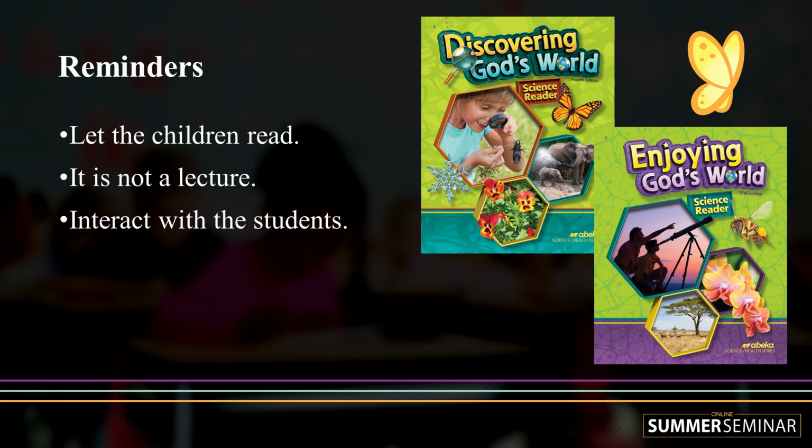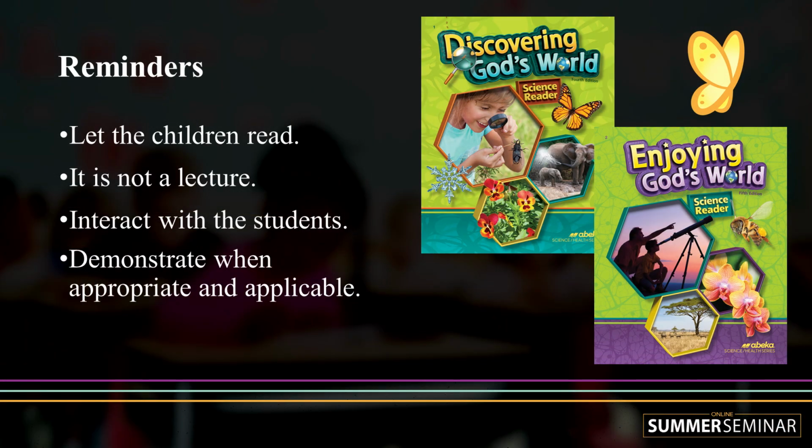Even if you're not able to get every single student up to the front during your science time, have some students that are able to come to the front and do those hands-on activities and help you throughout science time. Demonstrate experiments when appropriate. Find those demonstrations, find those experiments, and bring those into your science time.